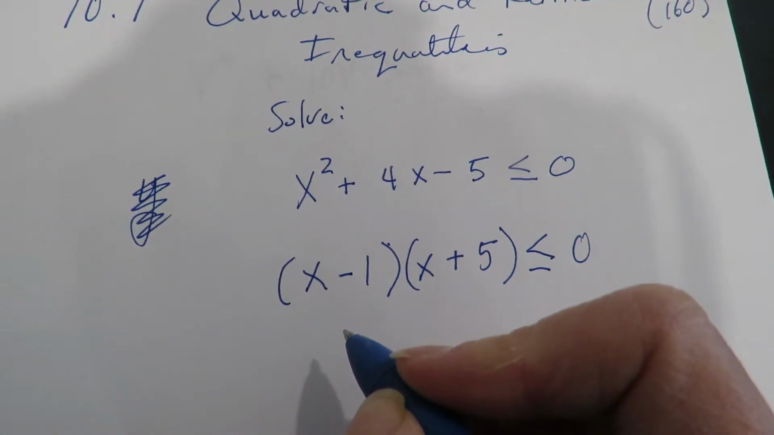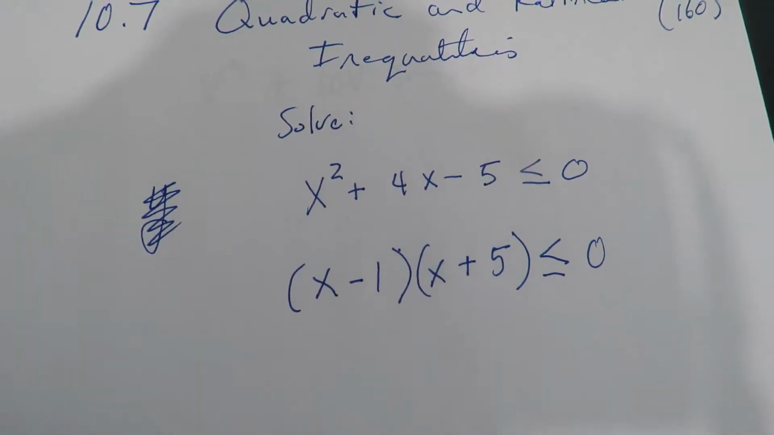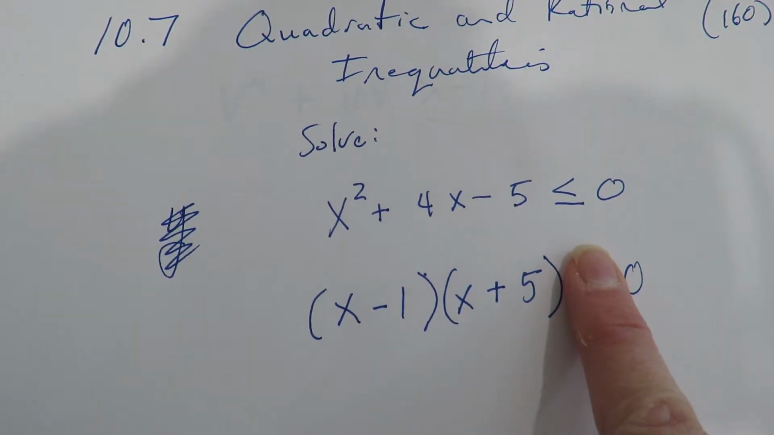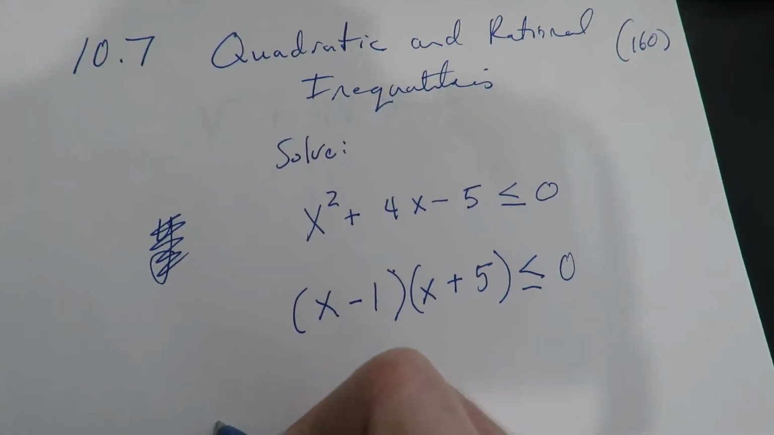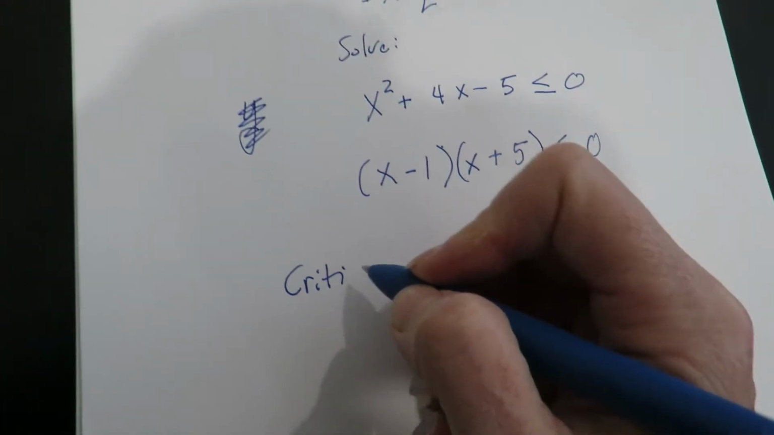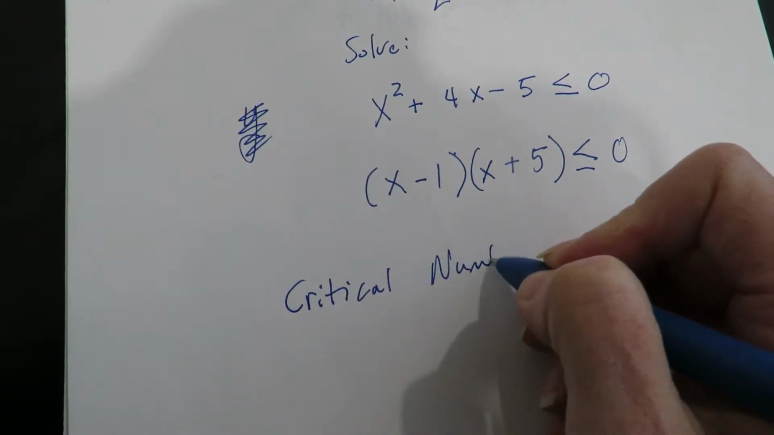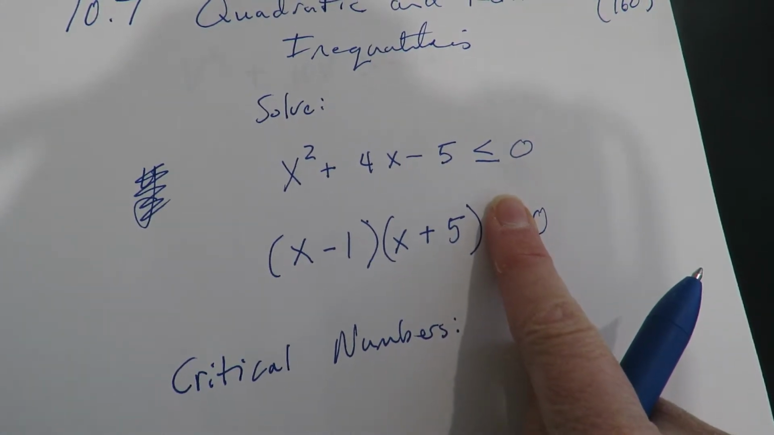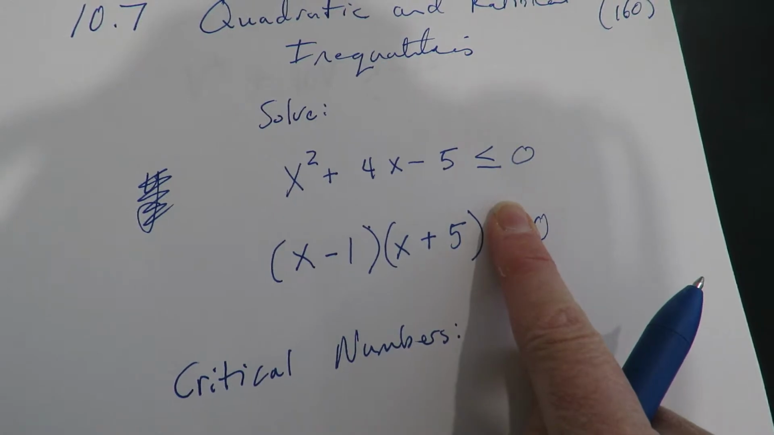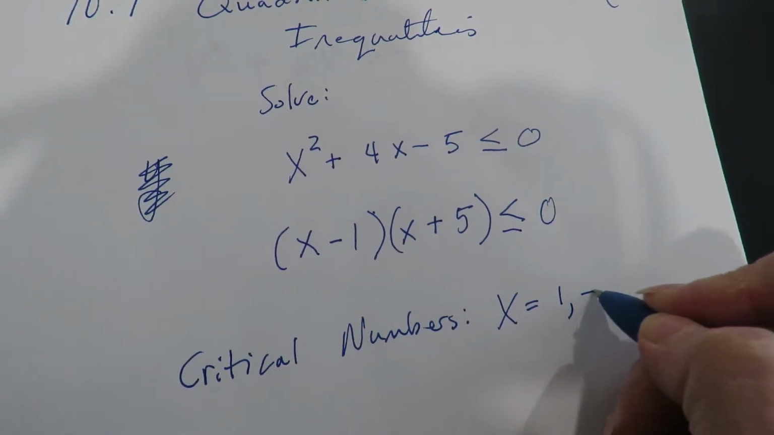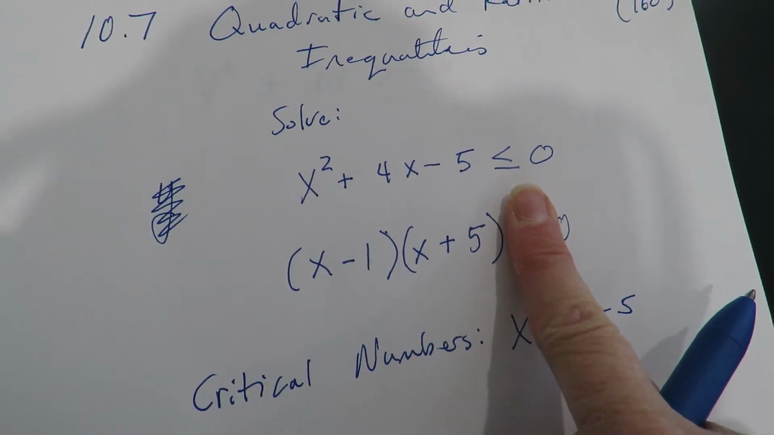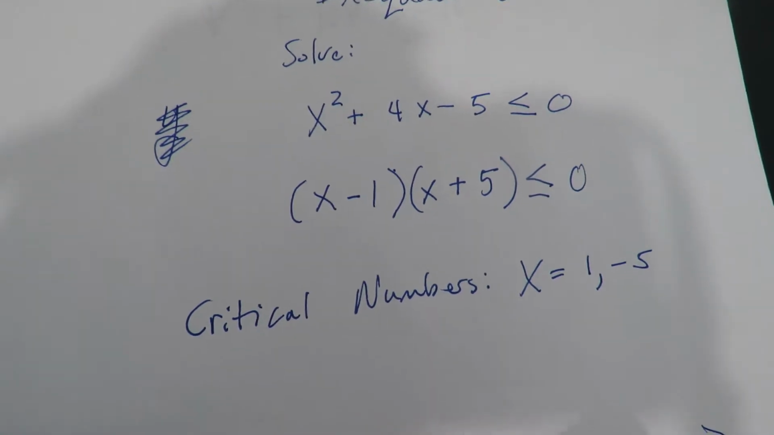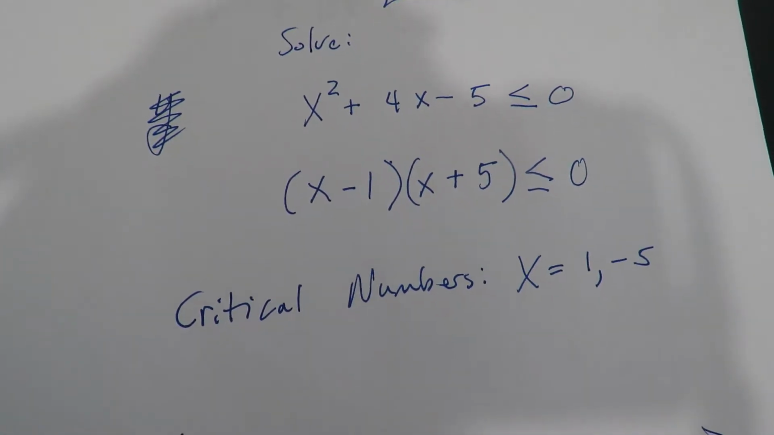And I know this is going to sound really weird, but I temporarily want you to pretend that this equals 0. And when that equals 0, that's what we're going to call the critical numbers. So if this equals 0, then x is going to be 1 and negative 5. I want you to take those numbers and put them on a number line.